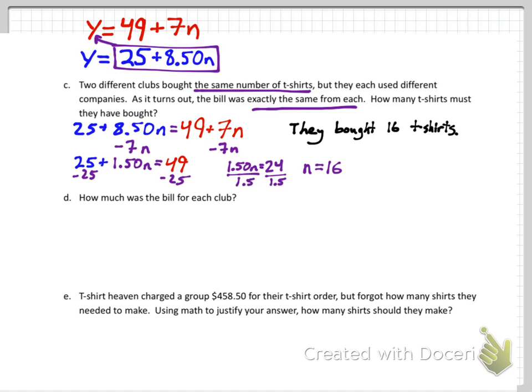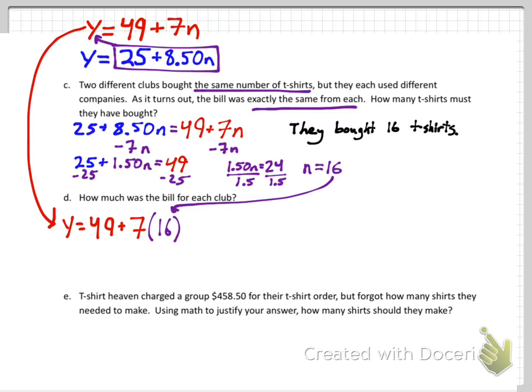How much was the bill for each club? Well, the bill was the same, so we only have to plug it into one of them. It doesn't matter which one. Let's plug in n into the red one here. And when you do that, you get 49 plus 112, which is 161. So the bill was $161.